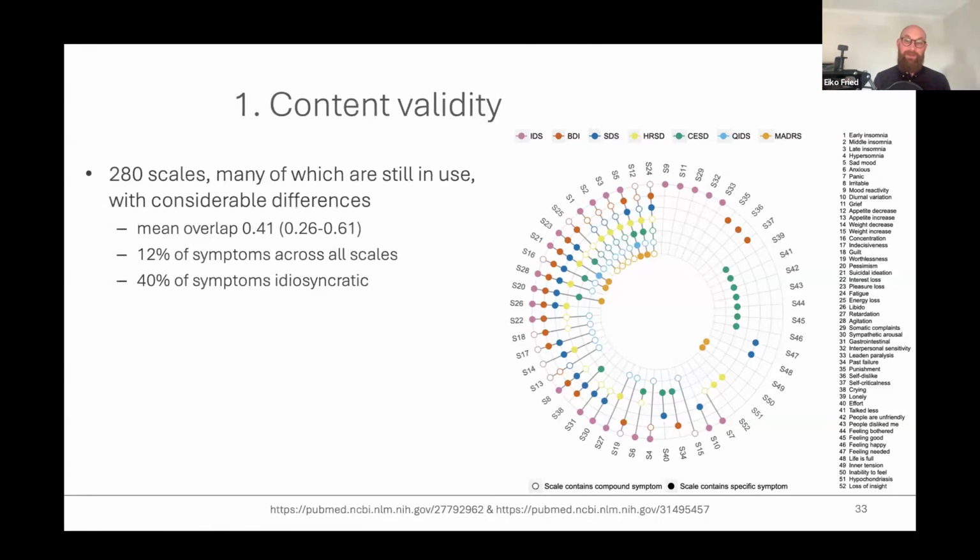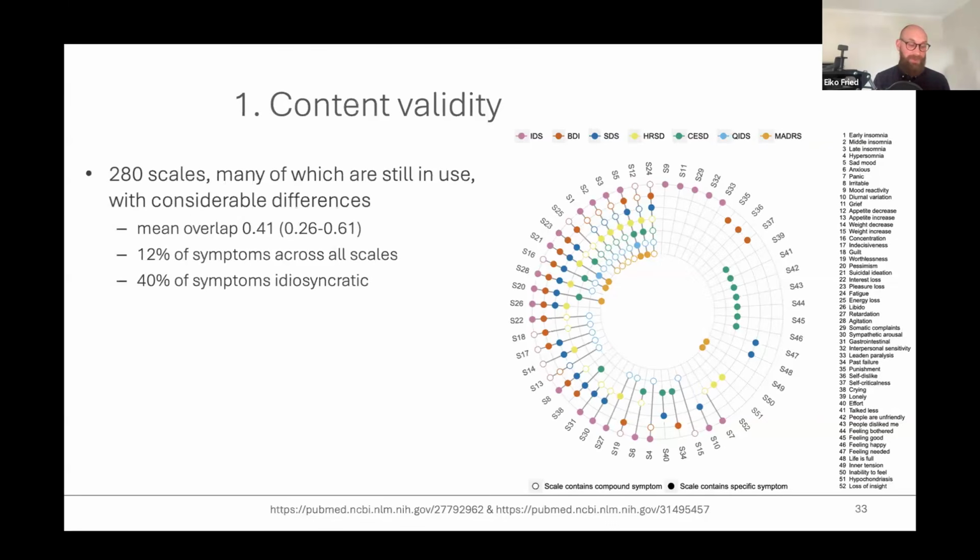And I was very conservative. So if one scale said I am hopeful about the future and the other scale said I'm very pessimistic, I said we're going to call that one single symptom. We're not going to count that twice as separate symptoms. And I identified 52 symptoms for depression in these 7 scales. Of course, there would be many more if you do this for 280 scales. Overlap was pretty low overall.